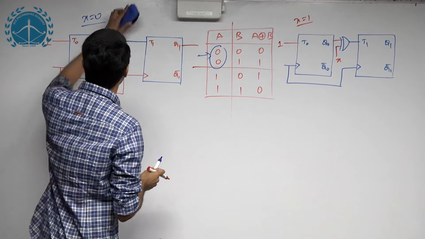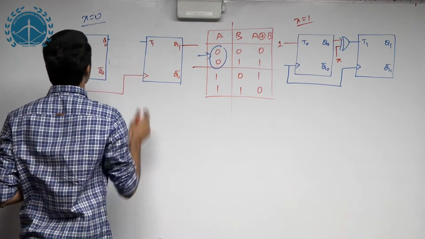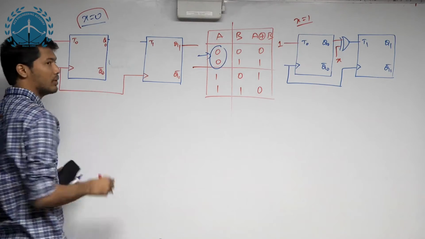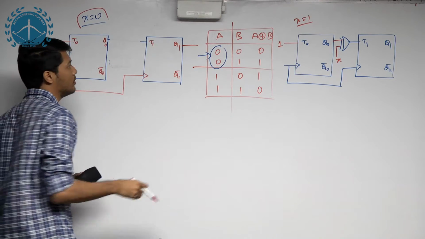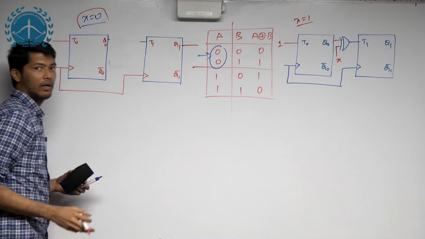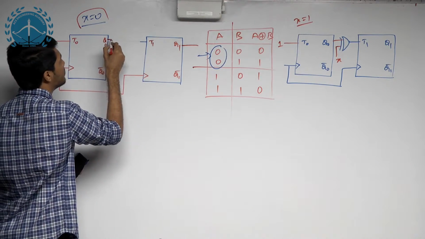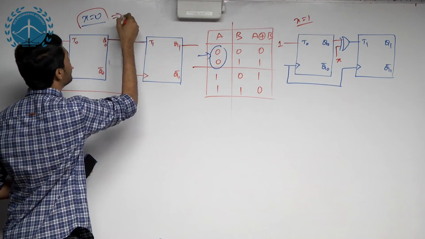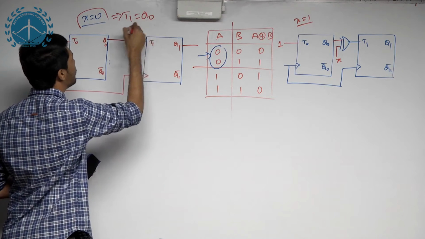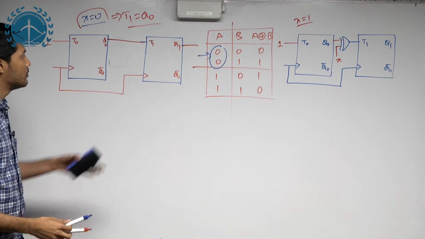I will just do that. Here I assumed that this is an x equal to 0 case. Whenever x is equal to 0, the output, which is A XOR B, will be nothing but B, that is the other input, which is in this case Q0, implies T1 is equal to Q0. This is one of the cases.